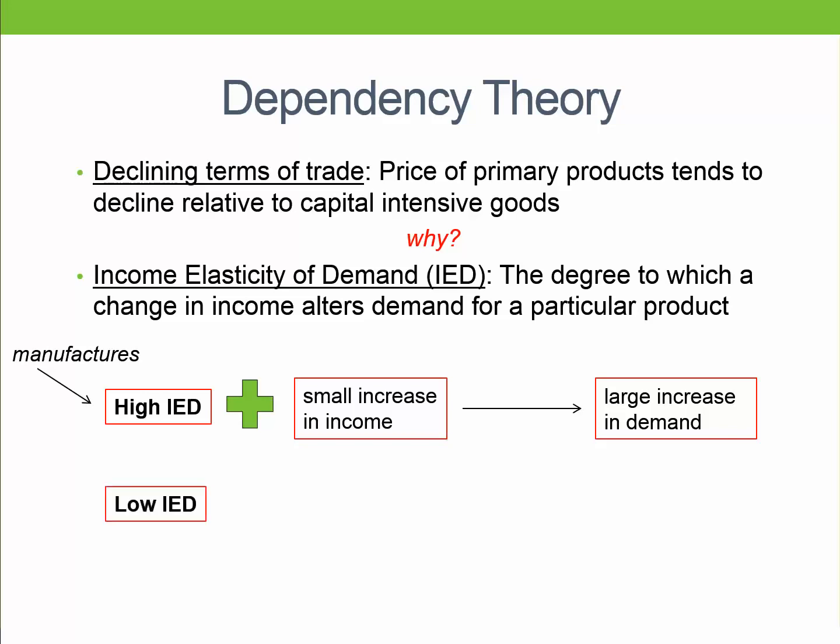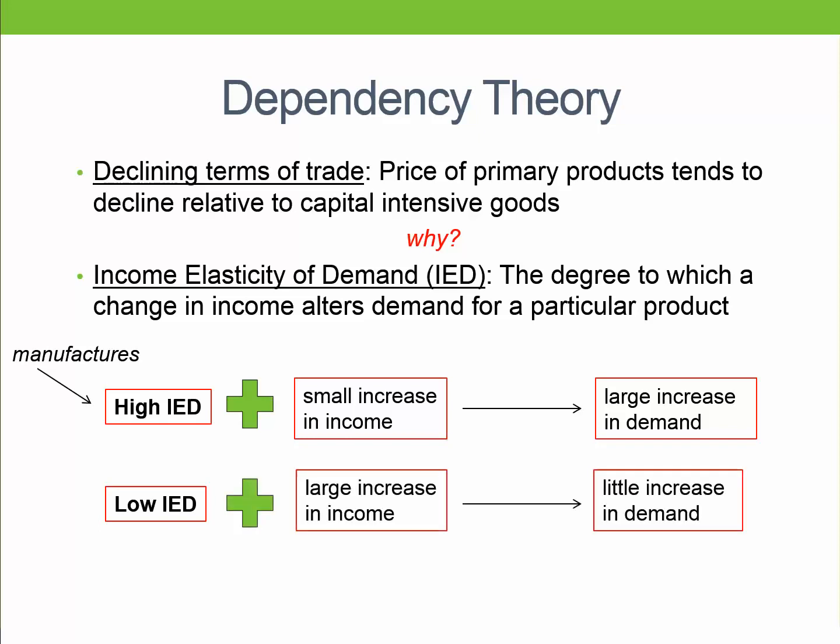On the other hand, for goods that exhibit a low income elasticity of demand, even when there's a large increase in income, you're not going to see much of an increase in demand for those goods. Primary products fall into this category. An example I like to use is, if you were to double your income tomorrow, let's say next year you're going to make twice the money you made the year before, how many more bananas are you going to buy? Dependency theorists would say you're probably not going to buy many more bananas. You're going to be content with the same amount of bananas you had before. So even as incomes grow, you're not going to see much increase in demand for primary products.